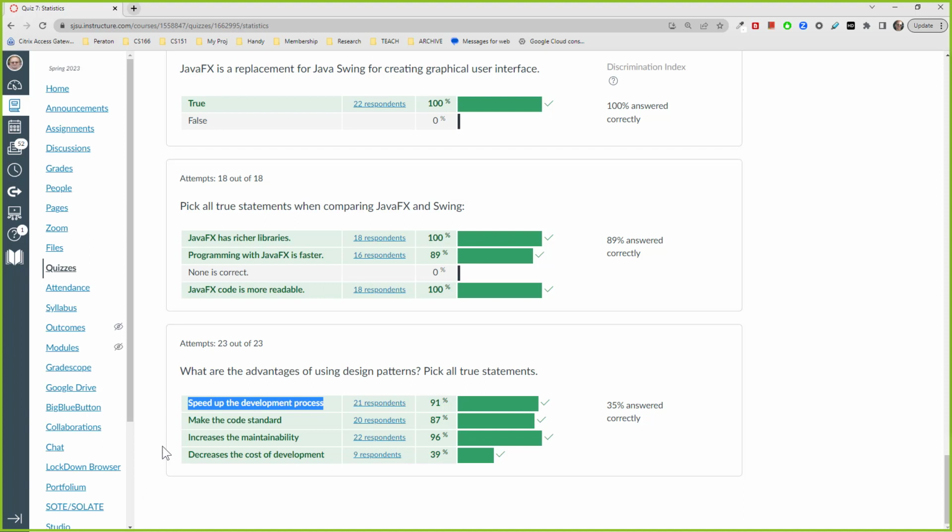Make the code standard, yes. Increases the maintainability, of course. And decreases the cost of development.